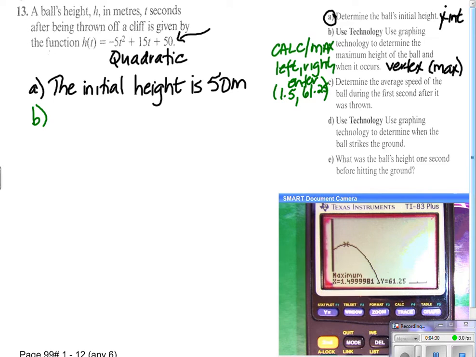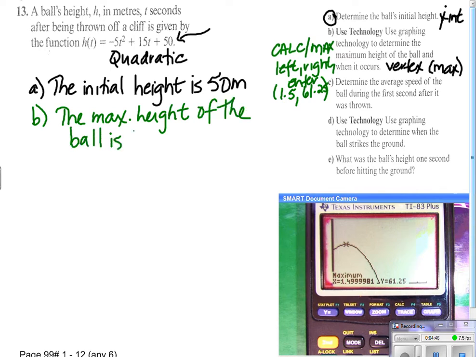So now to translate that to the word problem, it says find the maximum height of the ball and when it occurs. Part B, the maximum height of the ball is 61.25 meters, and it occurs when t equals 1.5 seconds or after 1.5 seconds. Both of those pieces of information came from the vertex.